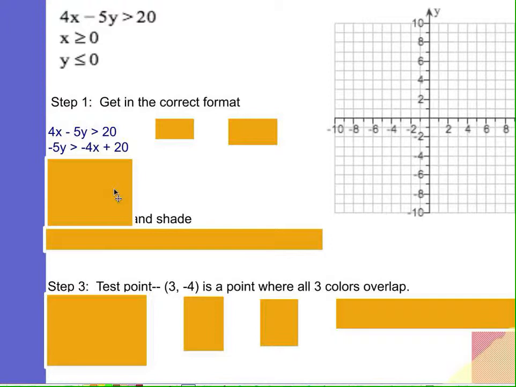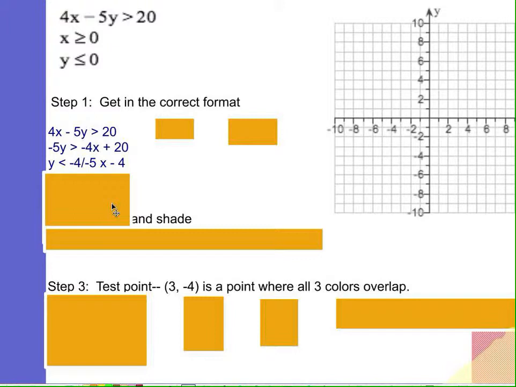Now you must remember the rules of inequalities. Anytime you divide or multiply by a negative number, the inequality must turn around. So greater than is going to become less than. So we get y is less than -4 divided by -5x minus 4.